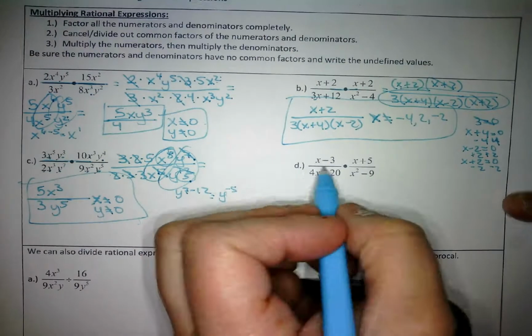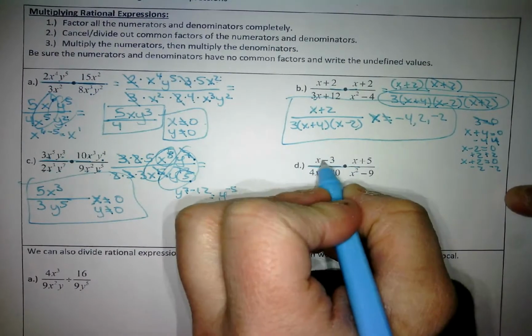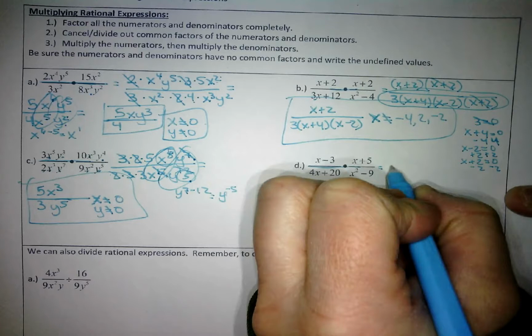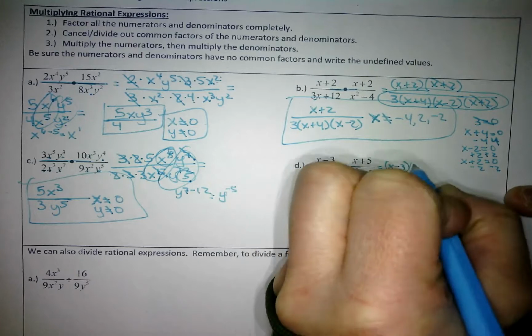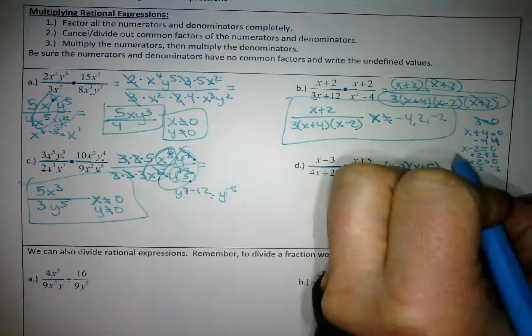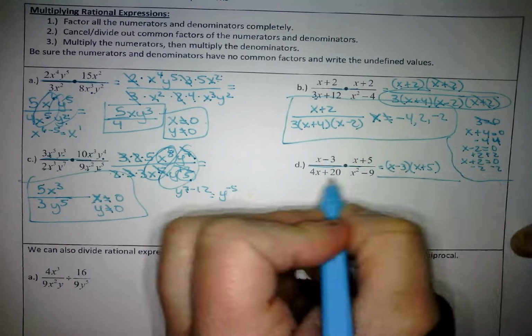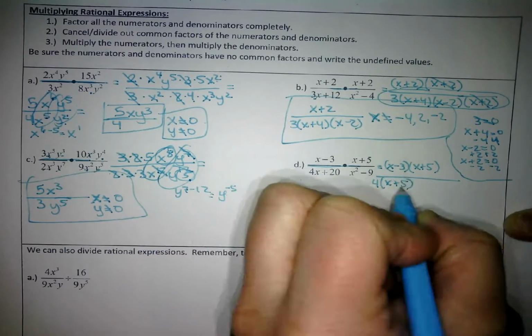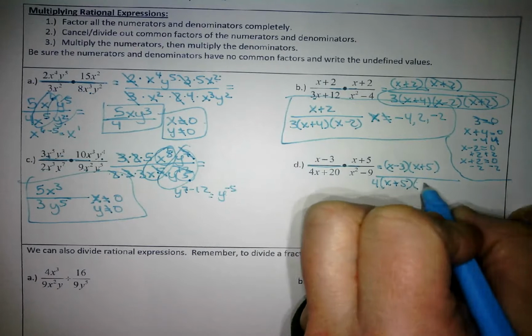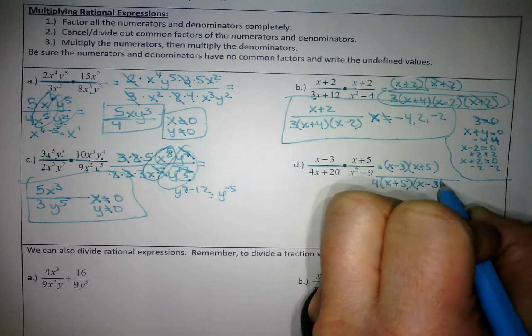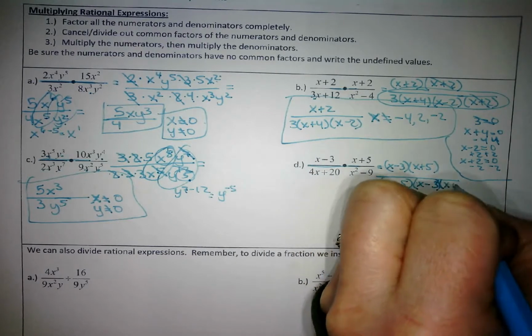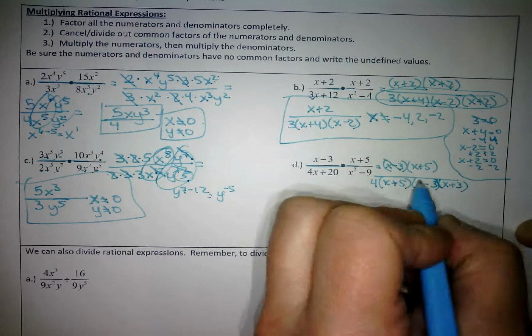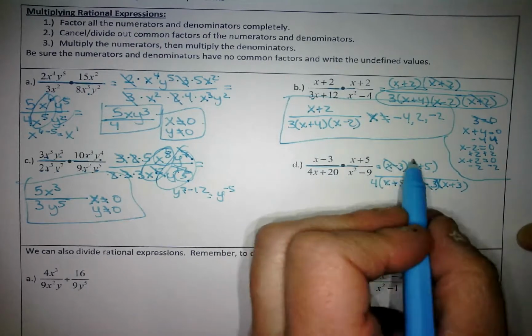Alright, let's go on ahead and take a look at the next one. We have x minus 3. We have x plus 5. That goes to the top one. Okay, 4x plus 20, we can take out a 4 and we're left with x plus 5. And x squared minus 9 is a difference of squares, so that's going to be x minus 3 and x plus 3. And now we're going to cancel, so that cancels and that cancels.